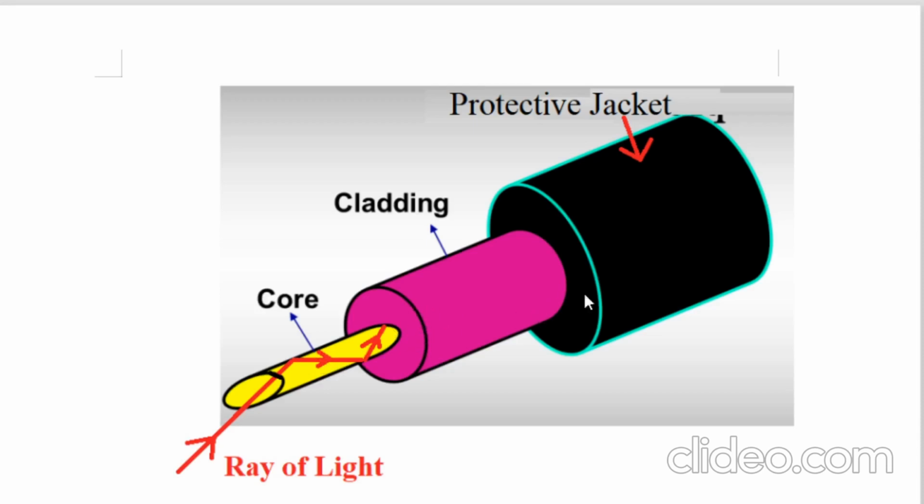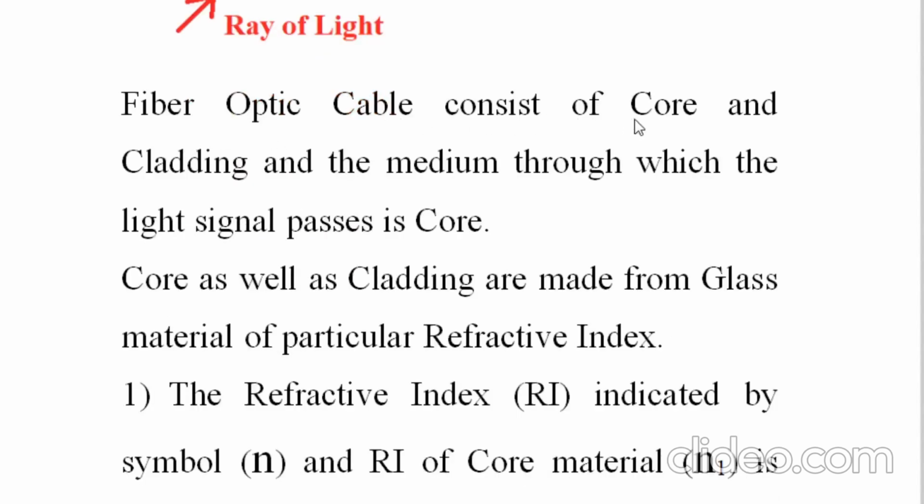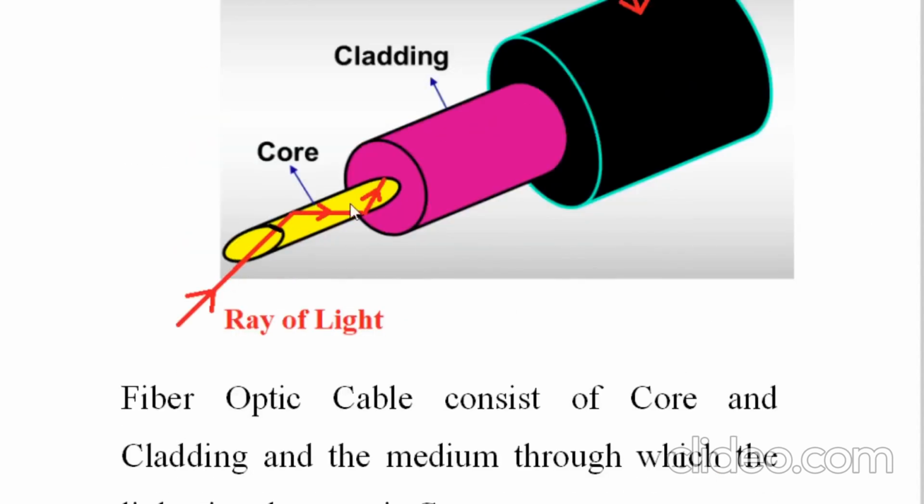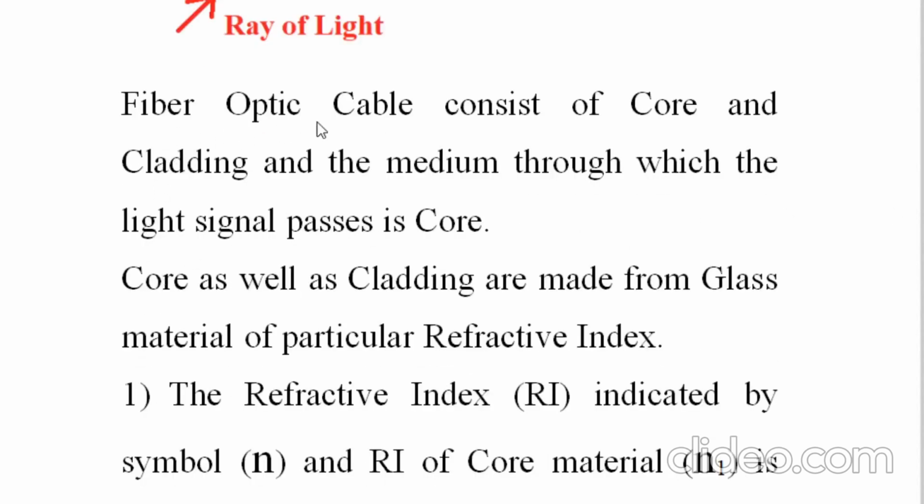What I have explained, we are going to study now slowly. Here, a fiber optic cable consists of core and cladding, and the medium through which the light signal passes is core. Remember, this light signal passes due to multiple reflections at the junction of core and cladding, and that multiple reflection is also called total internal reflection.